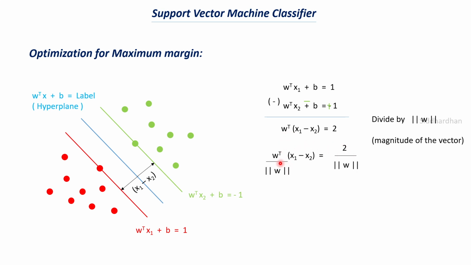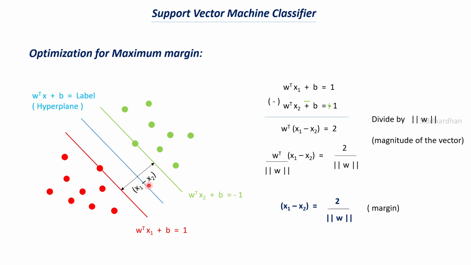So we are dividing both the left hand side and the right hand side by this norm of w, and in that case this w transpose and also this w norm will get cancelled, and the final equation you will have is x1 minus x2 is equal to 2 divided by norm of w, which is nothing but the magnitude of w. Okay, so this will be your margin distance. This is very important for us, so you need to remember this.